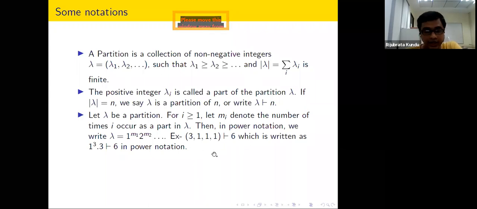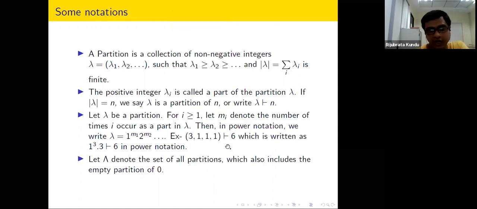Here is another notation which we will use more often than not. Let lambda be a partition. For i greater than or equal to 1, let m_i denote the number of times i occurs as a part in lambda. So it's the multiplicity of i in lambda. Then in power notation, we write lambda equals 1^{m_1} 2^{m_2} and so on. So 1 occurs m_1 times, 2 occurs m_2 times, and so on. For example, think about the partition 3, 1, 1 of 5, which can be written as 1^2 3^1 in power notation. Let capital Lambda denote the set of all partitions, which also includes the empty partition of 0.